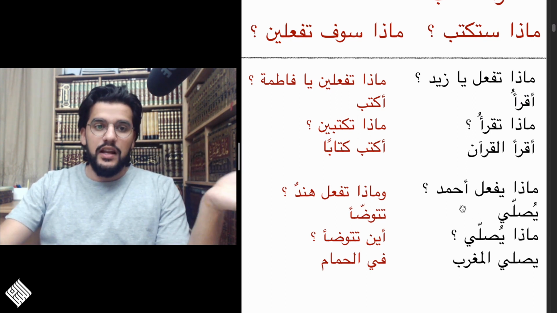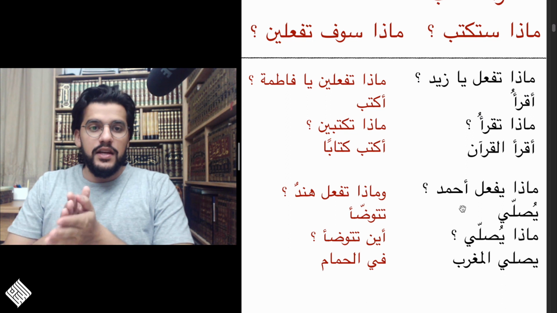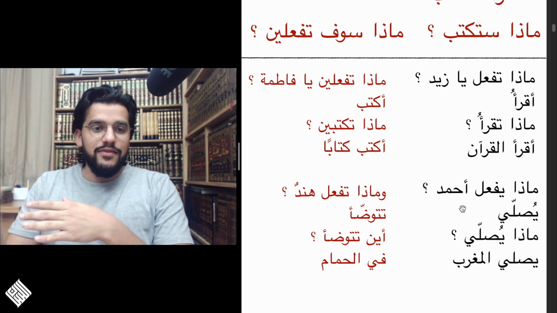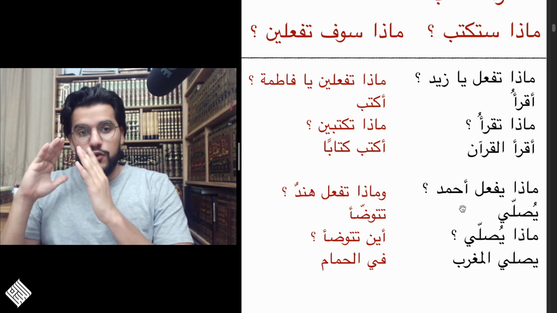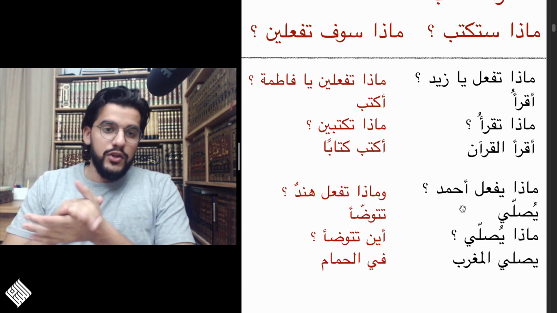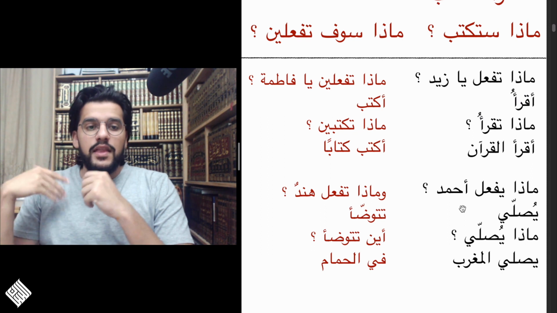And notice that the verb usually comes before the doer, unlike English. In English you would say Ahmad does something. In Arabic we say يفعل Ahmad. Usually that's the default, is that the verb comes then the doer. Alright, then the subject. ماذا يفعل أحمد.